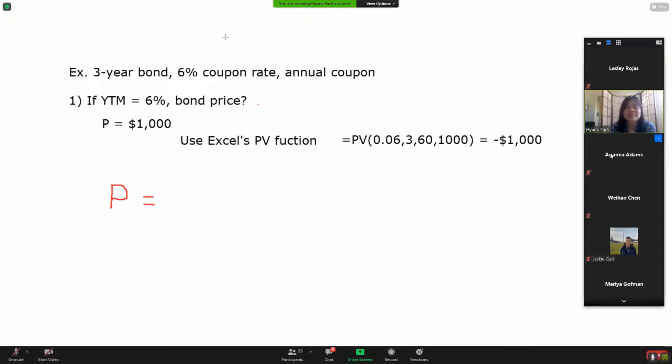$60, right? So 60 is 6% of $1,000. So that's the first coupon. And the second coupon, 60. And at the end of the third year, what do you get? 60, the last coupon, plus 1,000.